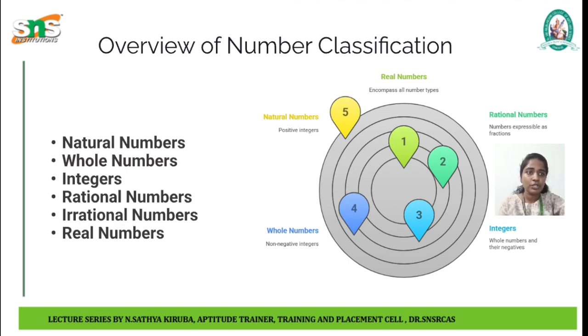The center position holds the real number, that is in green color, and the next is the rational number. Third one is going to be your integer, fourth one is going to be a whole number, and the final one is going to be your natural number. Now we will learn about it in detail.